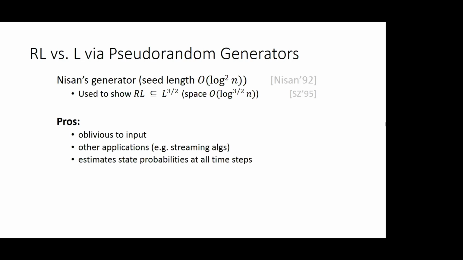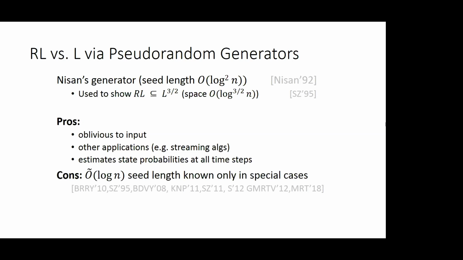And pseudo-random number generators also let you estimate the state probabilities at all times. What I mean by that is that if you use a pseudo-random number generator to de-randomize an algorithm, it's not just telling you whether the algorithm outputs yes or no. You can actually use it to estimate the probability that the randomized algorithm is in a certain state at a certain time, for any time and any state that you want. So it's giving you something a little bit stronger than just de-randomizing the algorithm.